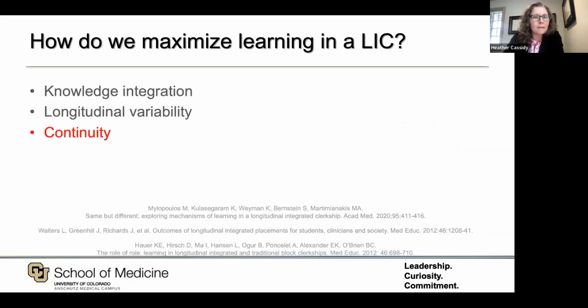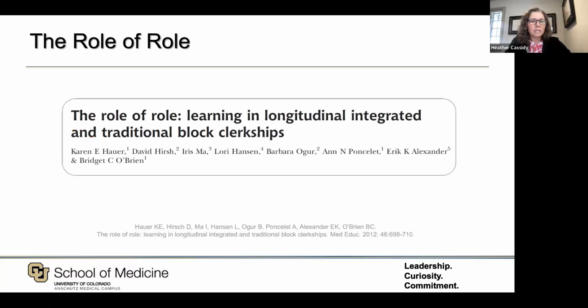So we know from LIC learning theory that the big ways that we're optimizing those learning outcomes has to do with the knowledge integration across specialties, the longitudinal variability that the students get to see when they track patients over time, and then also this big piece, the continuity. And continuity then links to role.